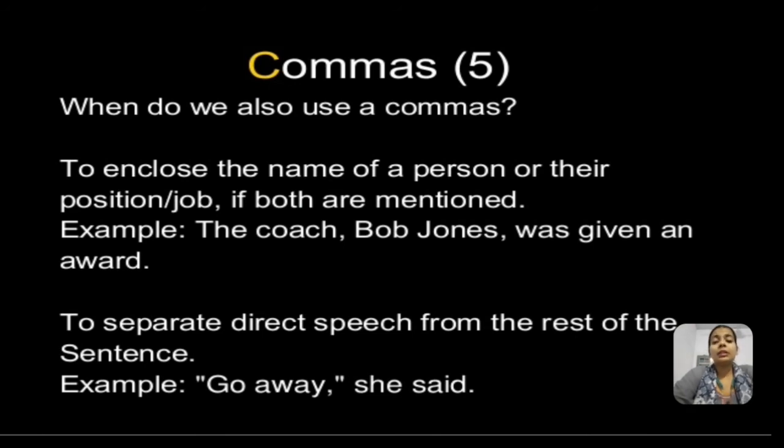Then to separate direct speech from the rest of the sentence. For example, 'Go away,' she said. So this is how we use commas.